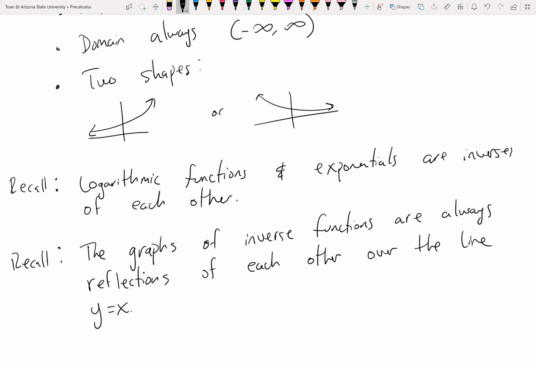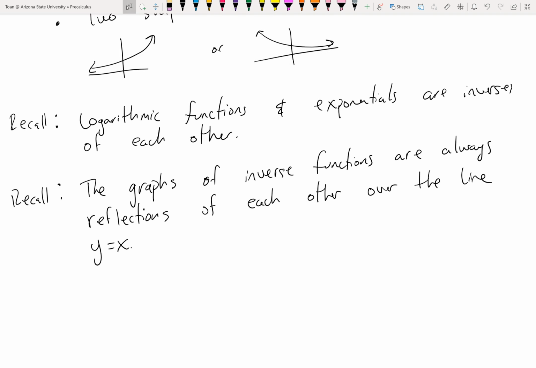And this should make sense. Algebraically, how do we find inverses? We just swap the variables, swap x and y, and solve for y. So graphically, inverses should be reflections of each other across the line y equals x. And if you need convincing, I think the above recollections can convince ourselves. We already knew it. This last one was from Unit 2, it was a while ago.